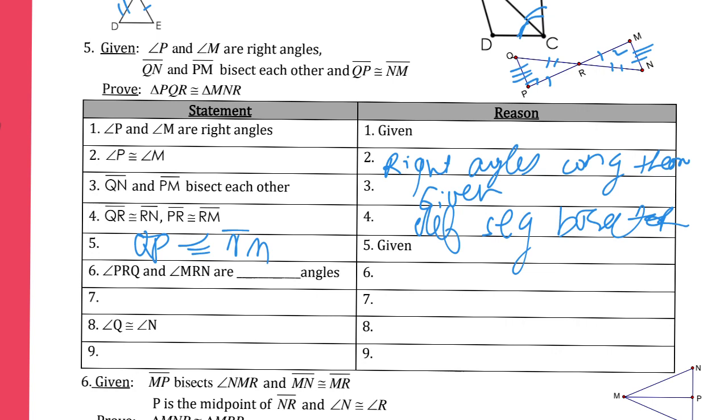Okay, and so we can do QRP. Okay, those are vertical angles. Why? Definition of vertical angles. Okay, and then that means that angle PRQ is congruent to angle MRN, okay, by vertical angle theorem.